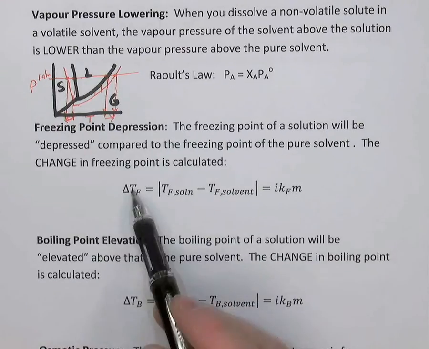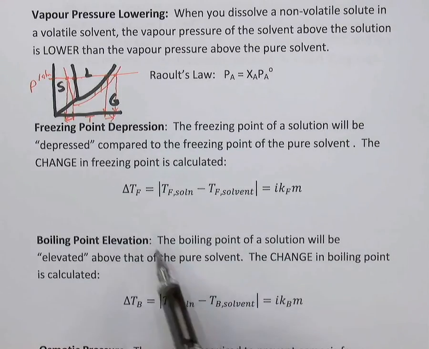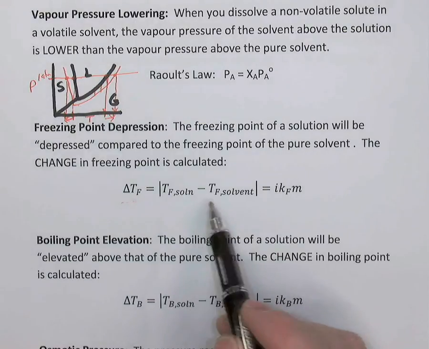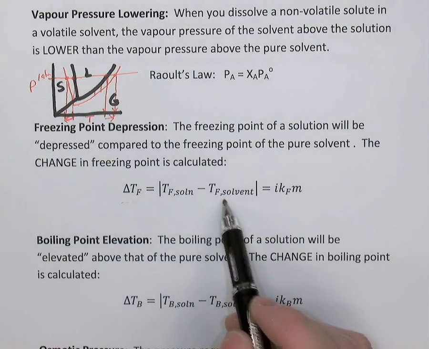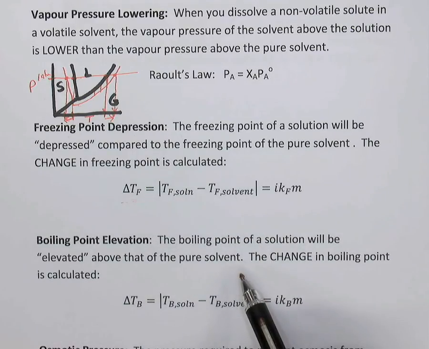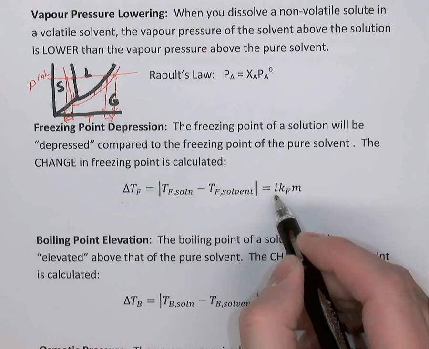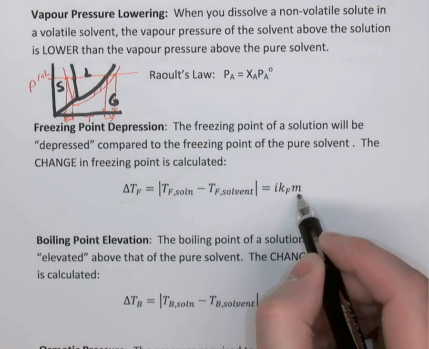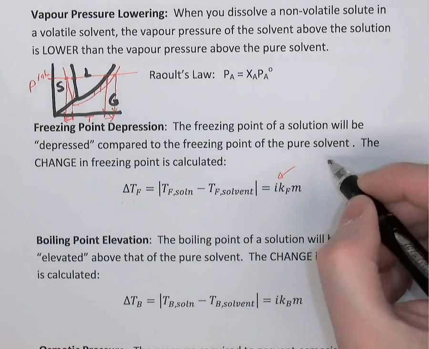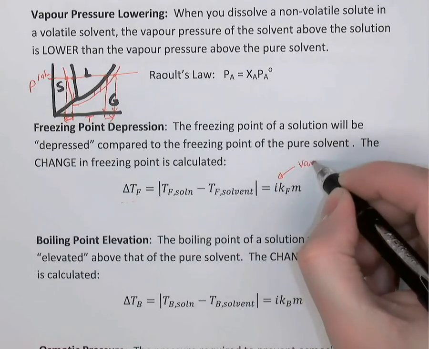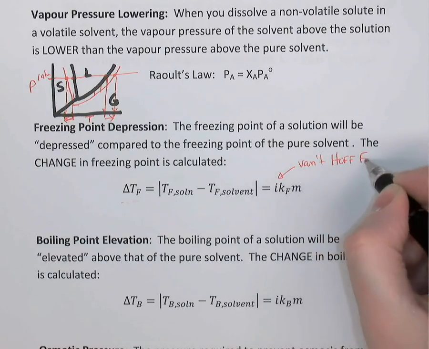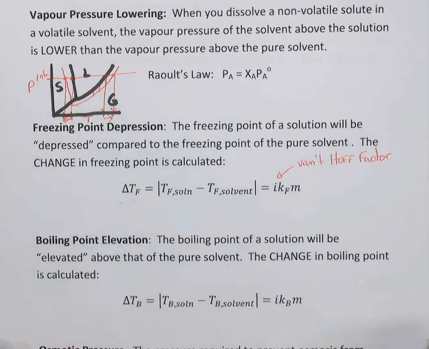There's a very similar equation that describes both of those. The change in the freezing point, measured as the freezing point of the solution minus the freezing point of the solvent, we'll take an absolute value of that. It'll always be a positive number. That's equal to i times Kf times the molality of the solution. The i is based on the solute. It's called the Van't Hoff factor, and it's based on the solute.